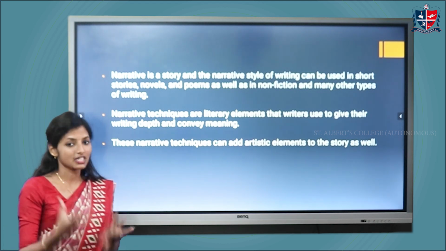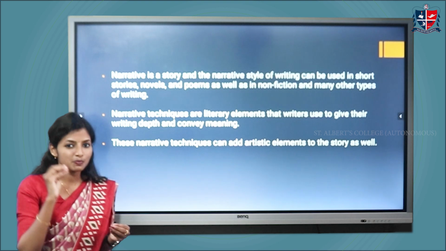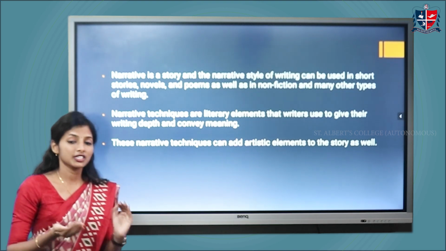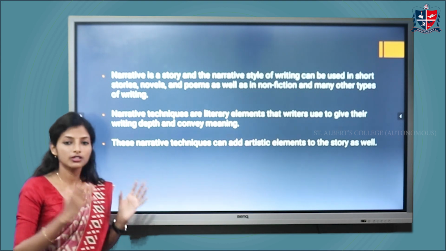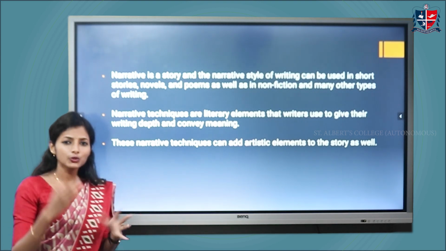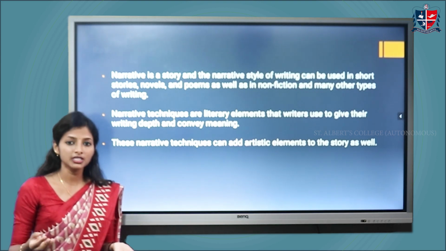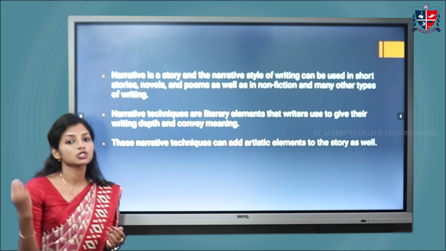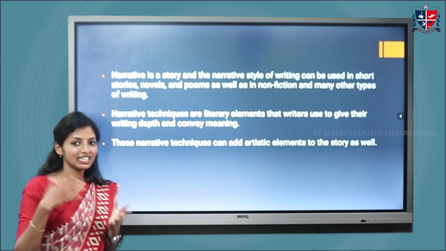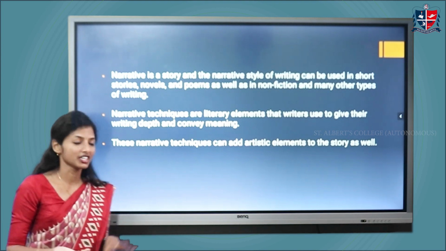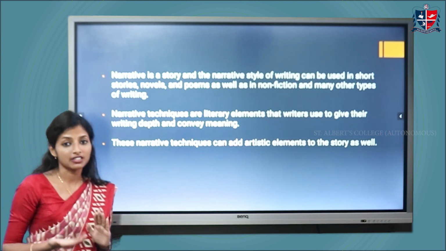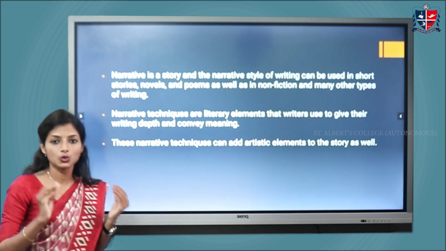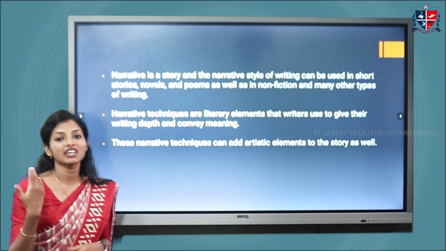The writer uses special kinds of techniques so that it appears extraordinary. Maybe the author is just describing something usual that you see every day in your life, but when the writer uses these narrative techniques, what happens? It adds to the beauty of those ordinary things, and those ordinary things become extraordinary when these narrative techniques are used. These narrative techniques can add artistic elements to the story as well, so it appears to be very artistic.